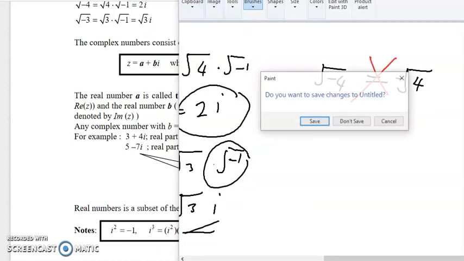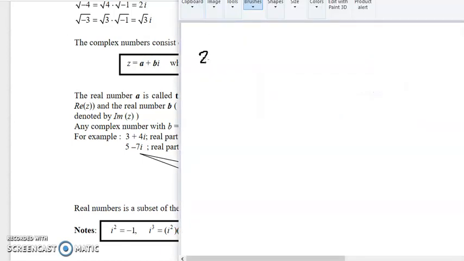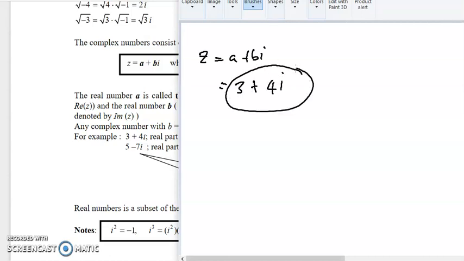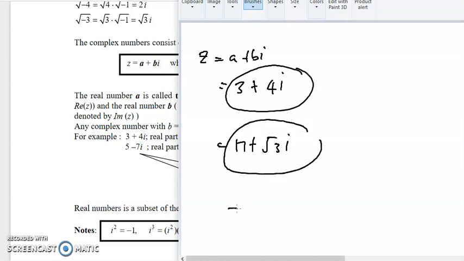For example, let's say we have Z is equal to A plus Bi, right? Let's say A is equal to 3 and B is equal to 4i. So this is your complex number. Or maybe you want to have pi plus 3i, so this is your complex number. Or 4i plus 3, still a complex number. The most important thing is, of course, you are having i here.